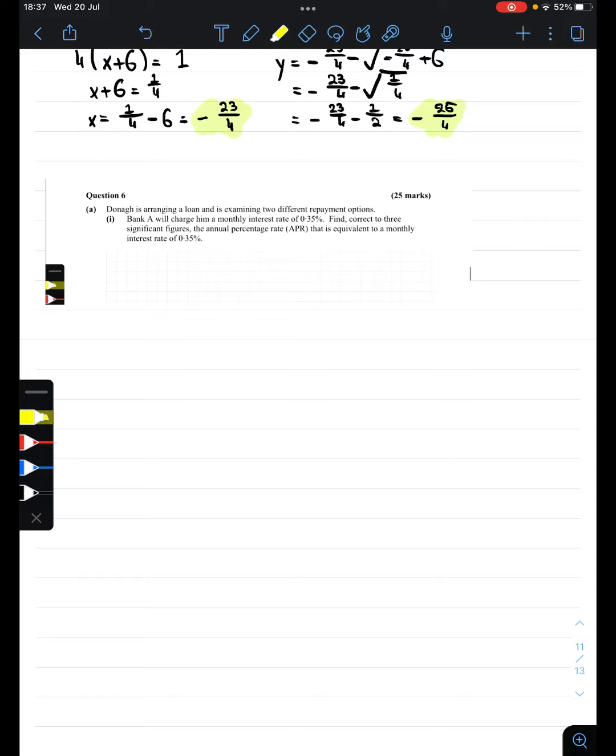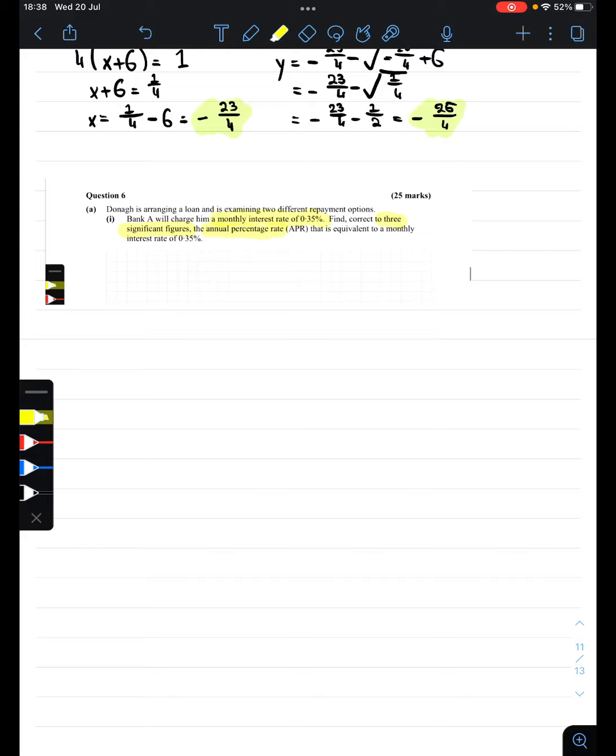So Dunna is arranging a loan and is examining two different repayment options. Bank A will charge him a monthly interest rate of 0.35%. Find, correct to three significant figures, the annual percentage rate that is equivalent to this monthly interest rate.